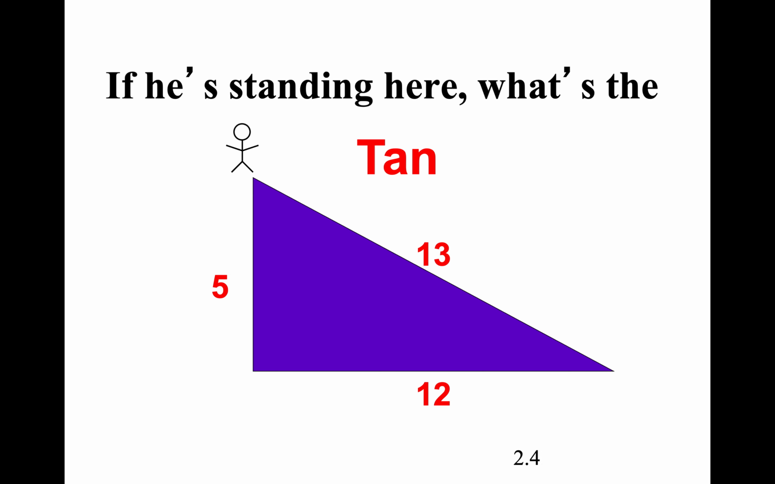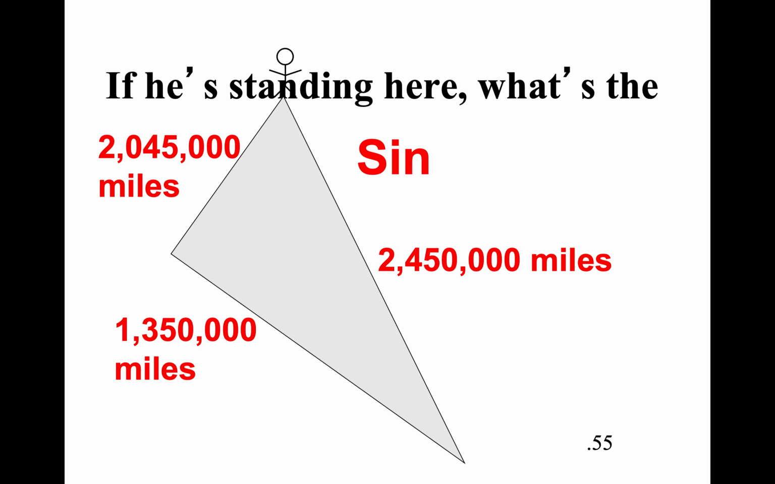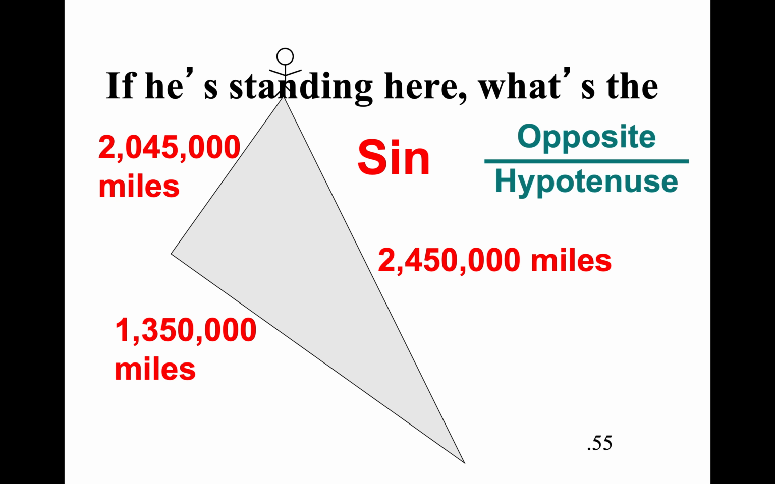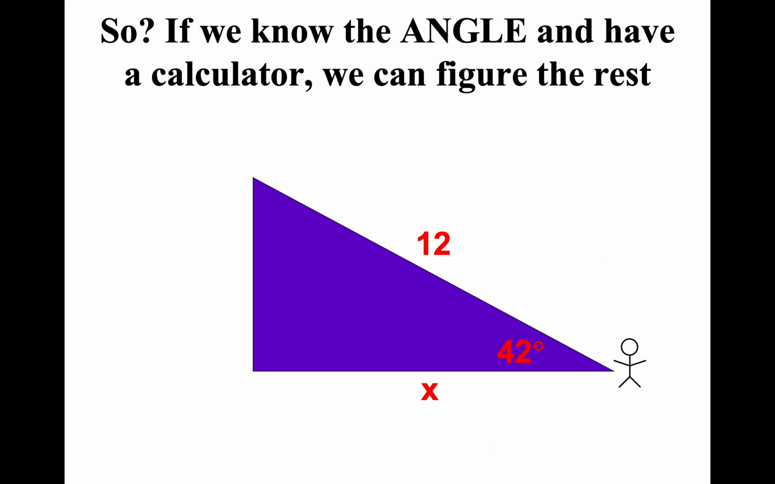Standing here, what's tangent? Opposite over adjacent. This time, it's 12 over 5. Standing here, for sine, we need opposite over hypotenuse, so we need the 1,350,000 over 2,450,000.